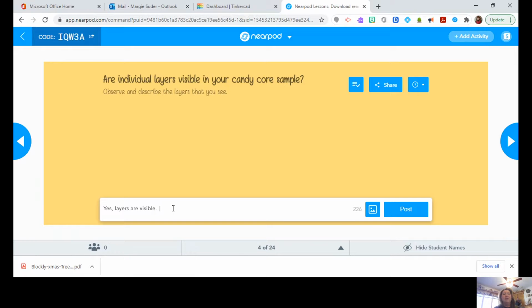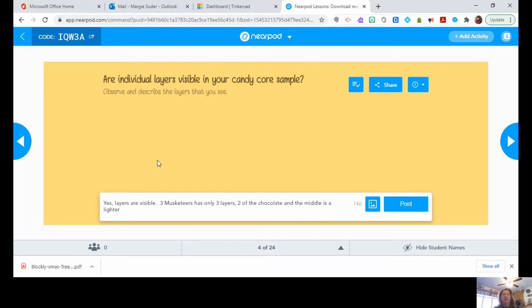Okay, observe and describe the layers. So I'm going to say Three Musketeer has only 3 layers. 2 of the chocolate, and the middle is a lighter nougat.